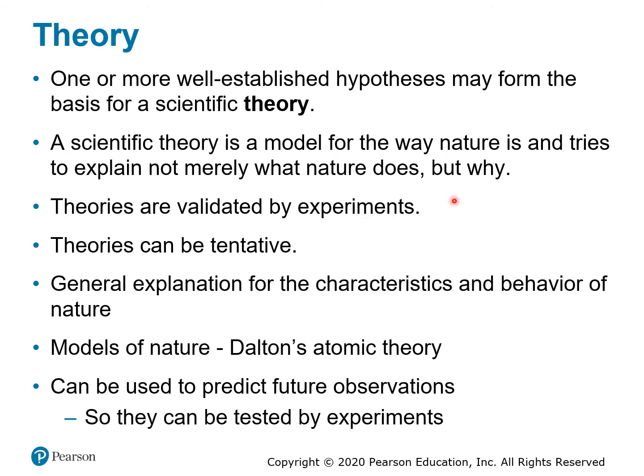They can be tentative. They can never be conclusively proven, because some new observation or experimentation always has the potential to reveal a flaw or to discover something new. The general explanation for the characteristics and the behavior of nature is described by the theory. The theory models nature.